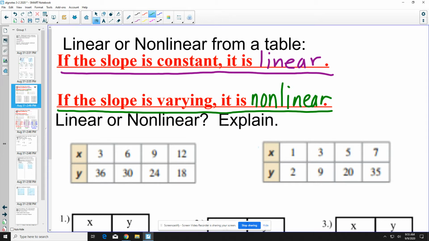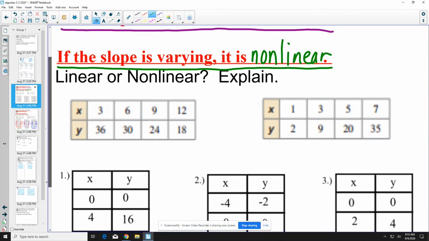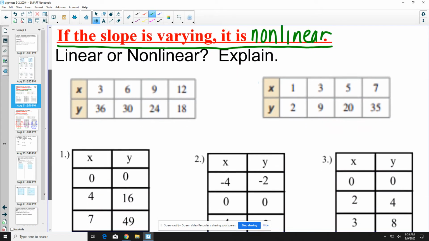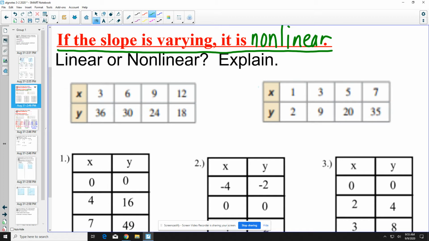Okay, so what we're going to do is look at a couple of tables, and I just want you to watch these two. I'll have you try three of them in just a minute. But this is an XY table. So what I'm going to do with my XY table is look at my pattern with my X's and my Y's. So in this first table, when I go from 36 to 30, I subtract 6. When I go from 30 to 24, I subtract 6. When I go from 24 to 18, I subtract 6.